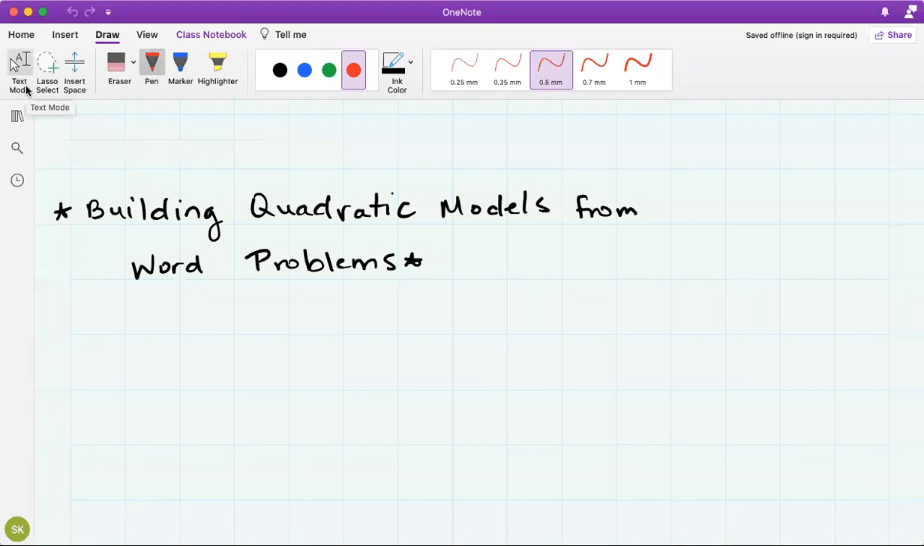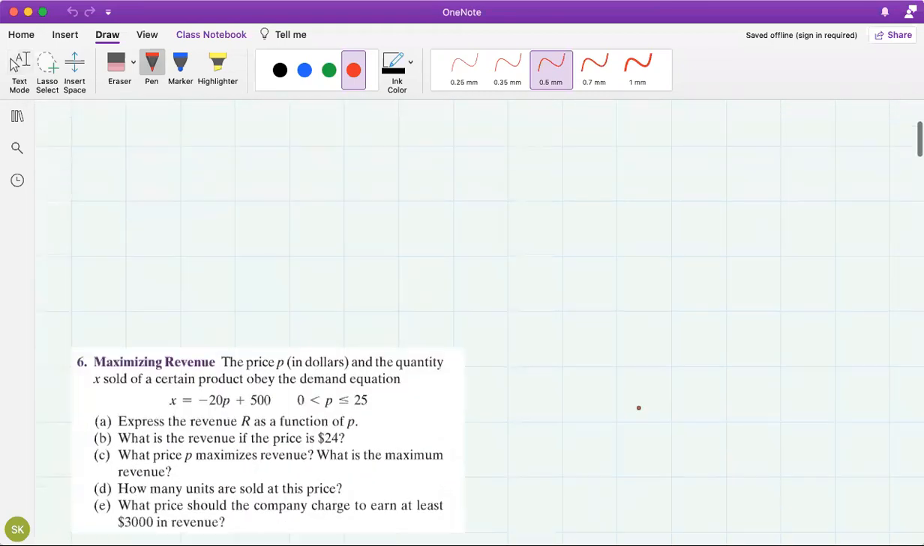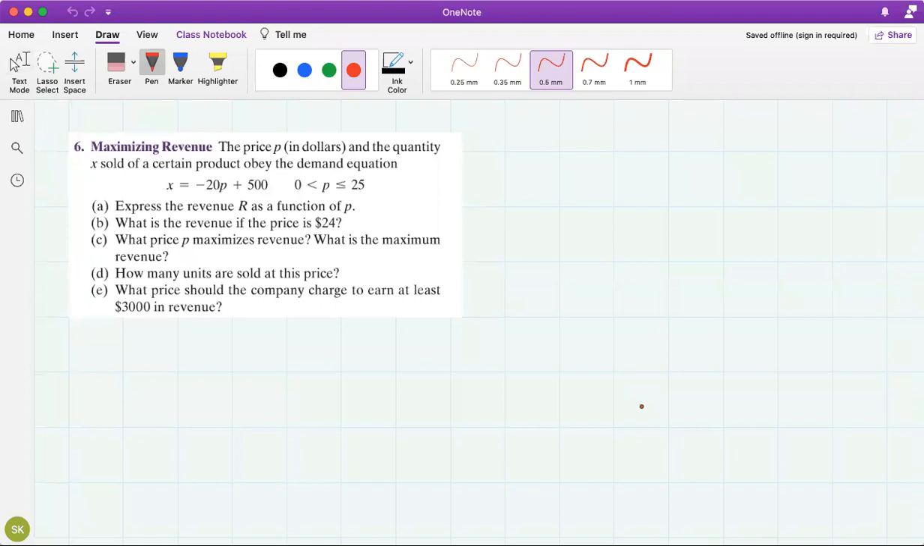We're going to build quadratic models from word problems. Here's a word problem from your textbook. It says the price P in dollars and the quantity X sold of a certain product obey the demand equation X is equal to negative 20P plus 500, where P is between 0 and 25. We want to express the revenue as a function of P. And then what is the revenue if the price is $24?